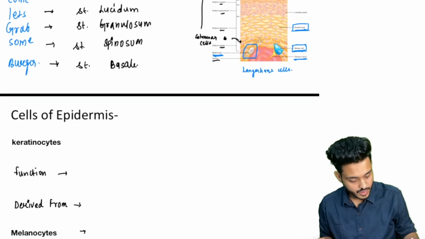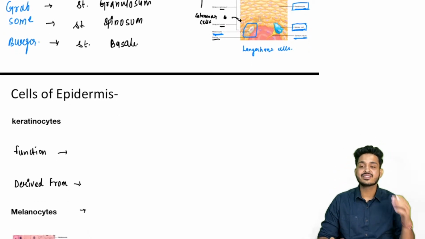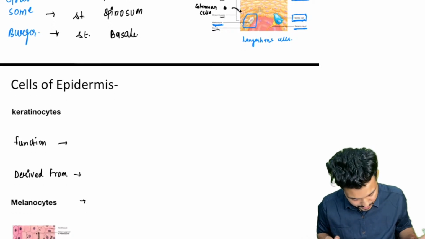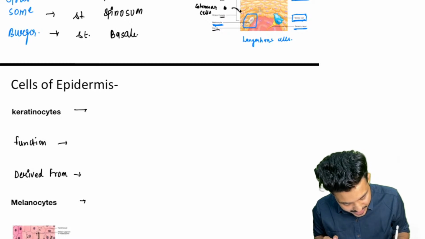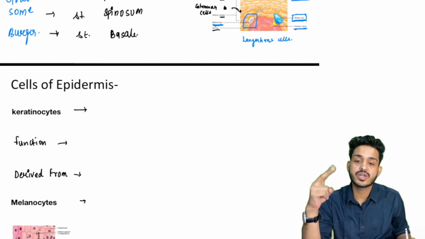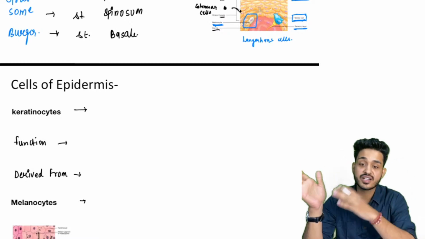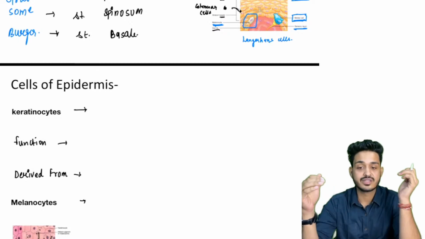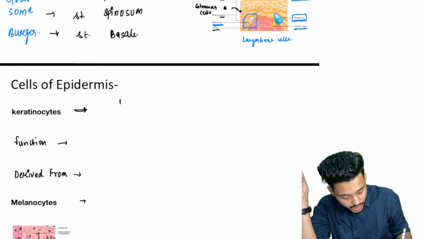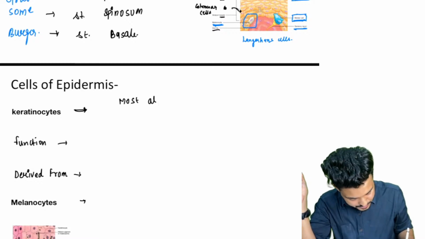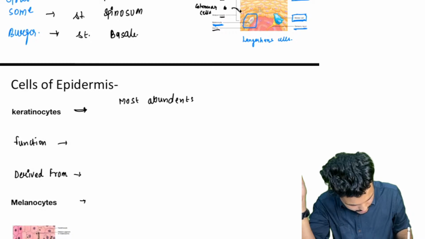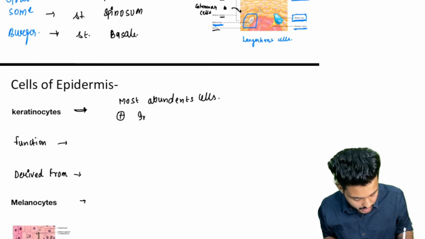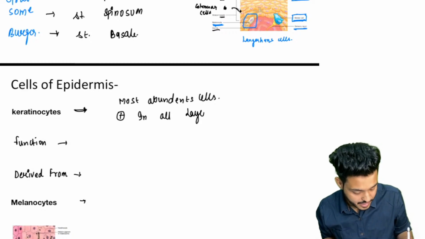Next thing, what are the different kinds of cells that we are having in the epidermis, okay. So we are going to see about the different kinds of cells that are present in the epidermis. The first one would be, guys, keratinocytes. I have told you there are 2 types of cells. First one is your keratinocytes, another one is your non-keratinocytes. Keratinocytes are your most abundant cells, and they are present in all the layers.